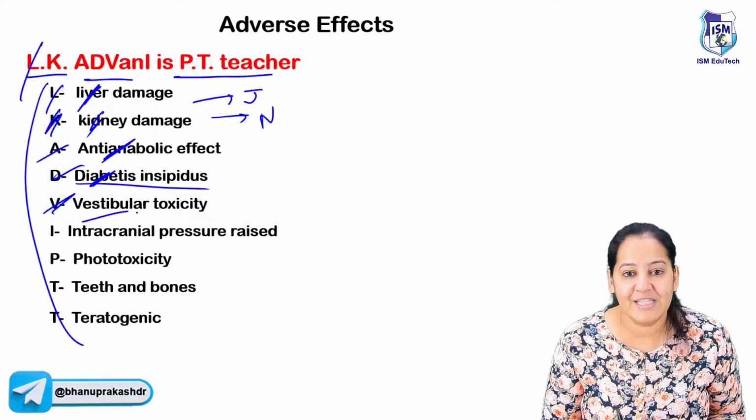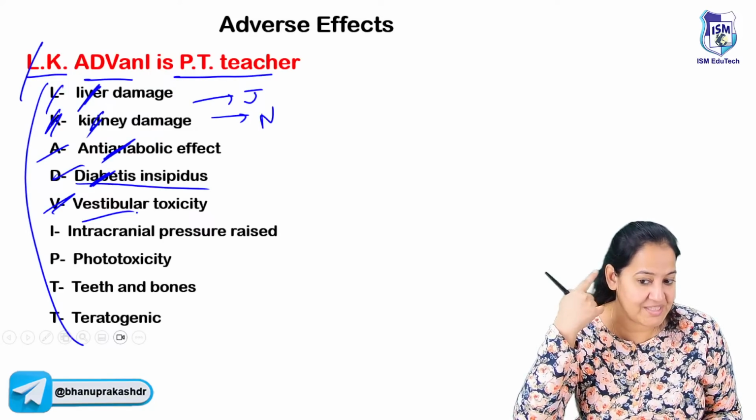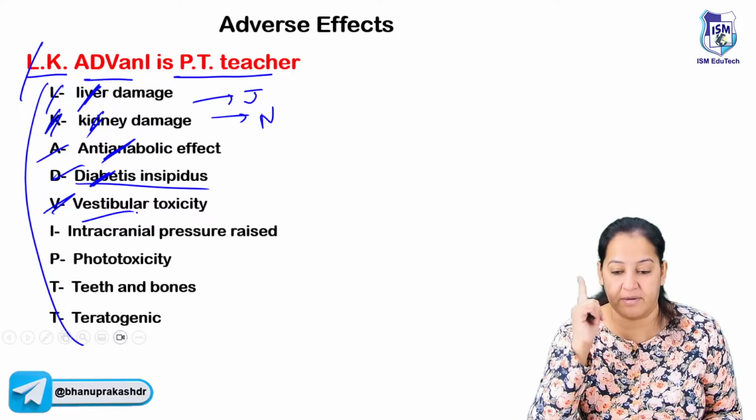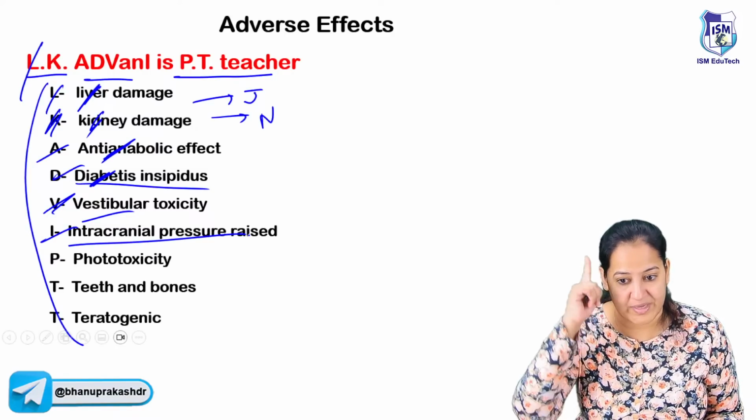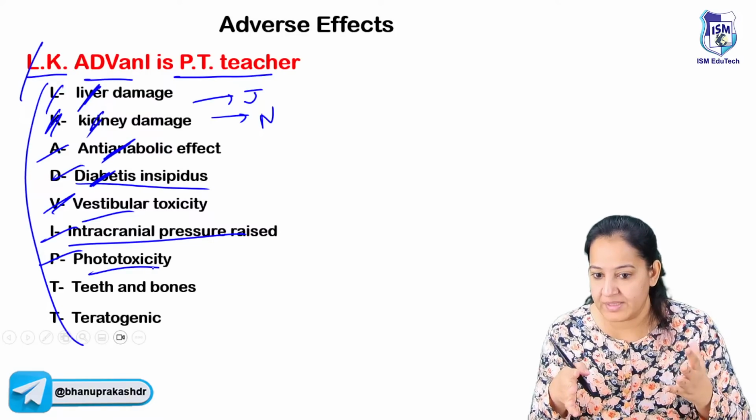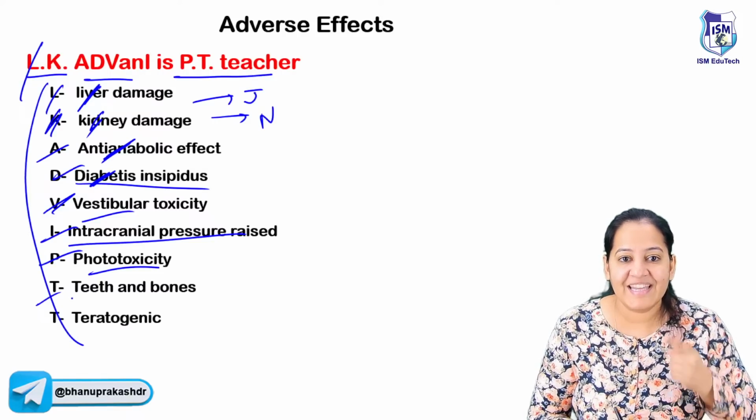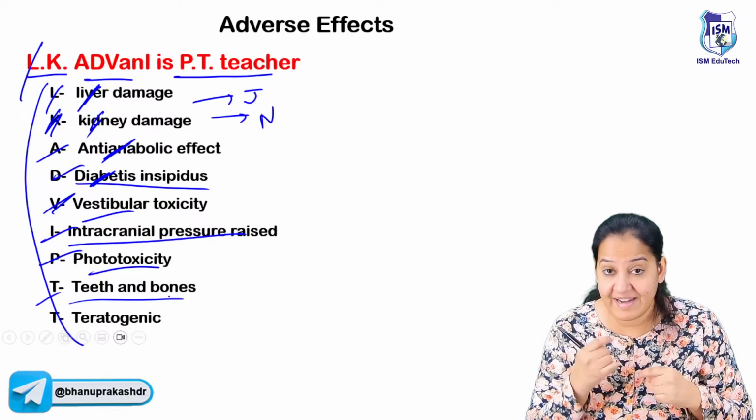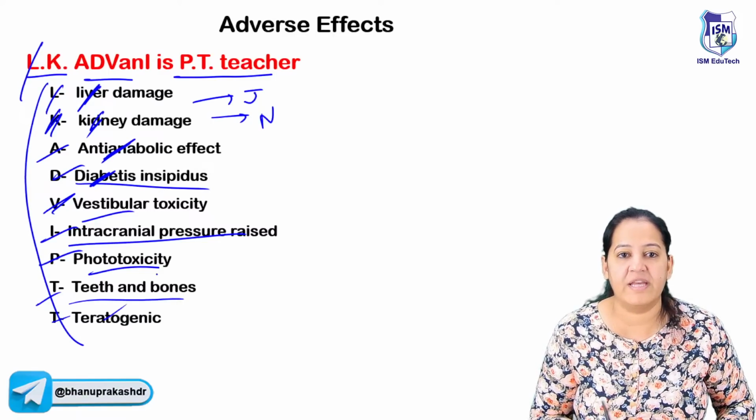V is vestibular toxicity. Inside the ear we have vestibules, the 3 semicircular canals. The patient will have vertigo and all. So vestibular toxicity. I is intracranial pressure is raised. P is phototoxicity. Whenever the patient goes in the sunlight, the patient will have rashes if they have taken a tetracycline. T is teeth and bone. Tetracycline forms chelates with the calcium, in teeth and bone. And one more T is teratogenic.